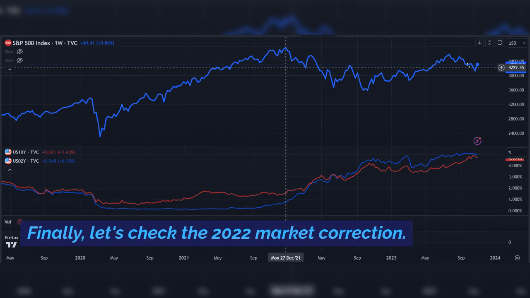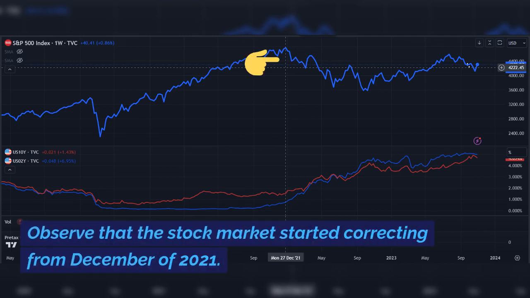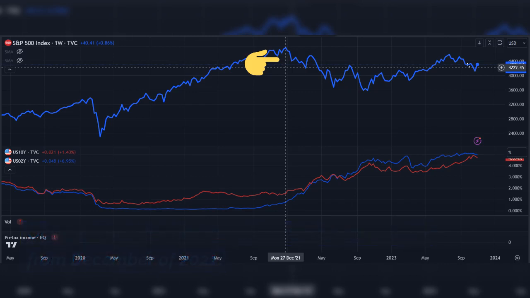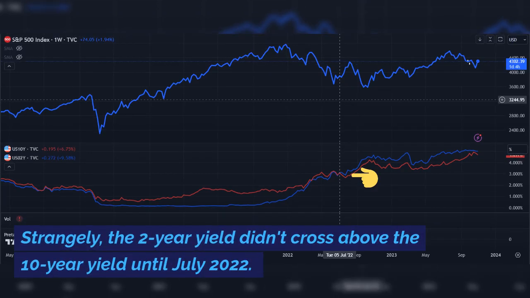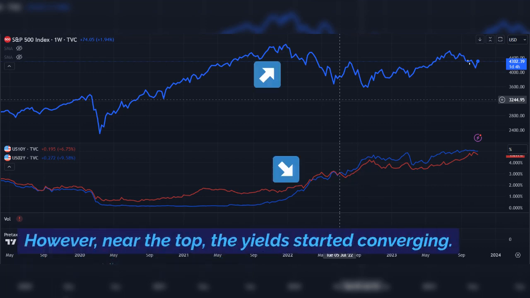Finally, let's check the 2022 market correction. Observe that the stock market started correcting from December of 2021. Strangely, the 2-year yield didn't cross above the 10-year yield until July 2022, which is a lag of 7 months. However, near the top, the yields started converging.